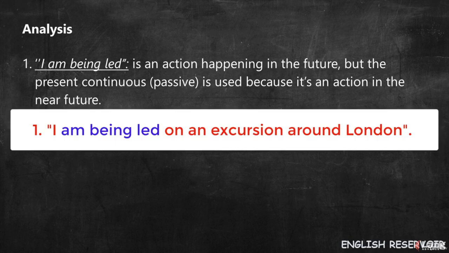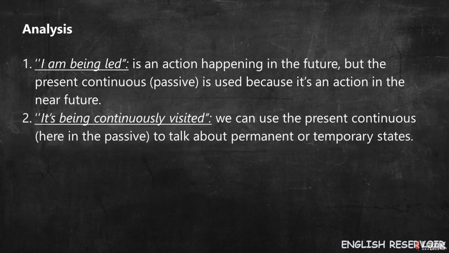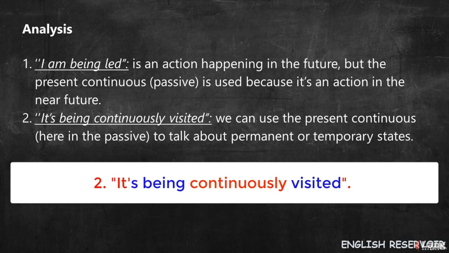Analysis. 1. "I am being led" is an action happening in the future, but the present continuous passive is used because it's an action in the near future. 2. "It's being continuously visited." We can use the present continuous here in the passive to talk about permanent or temporary states.